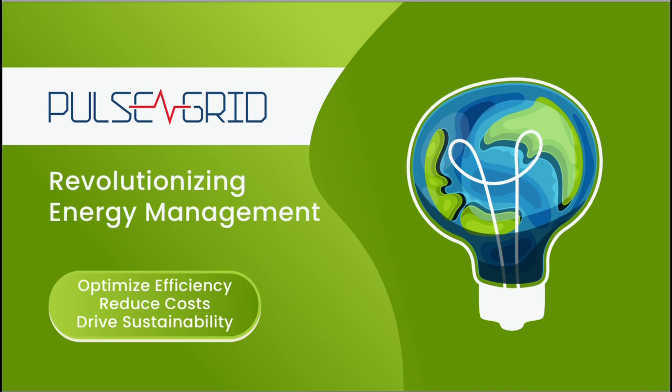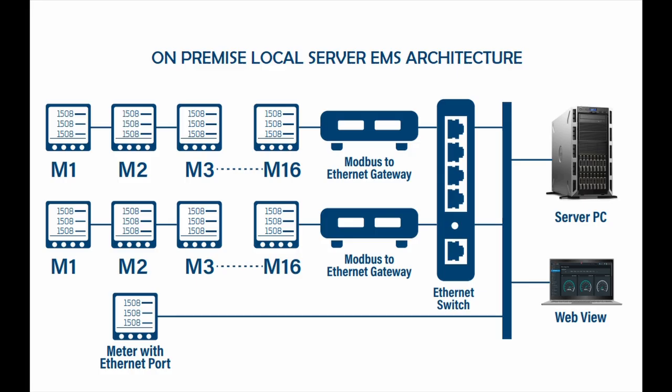I will explain how to configure an energy meter with PulseGrid EMS. It is a system architecture for the on-premise local server. All energy meters are looped in parallel with the shielded communication cable and connected to the Modbus to Ethernet gateway. The gateway is connected to the Ethernet switch. This LAN network is connected with the PulseGrid EMS server PC.